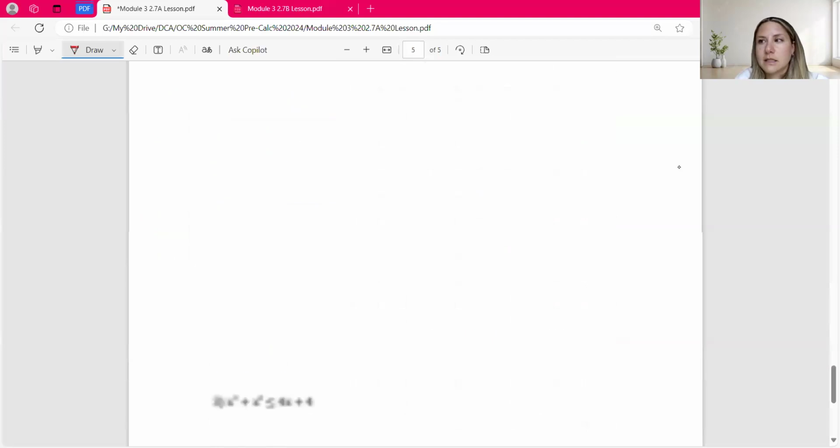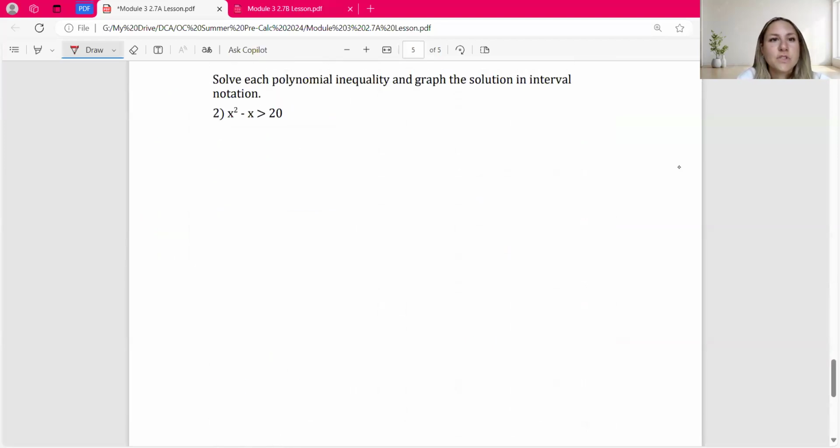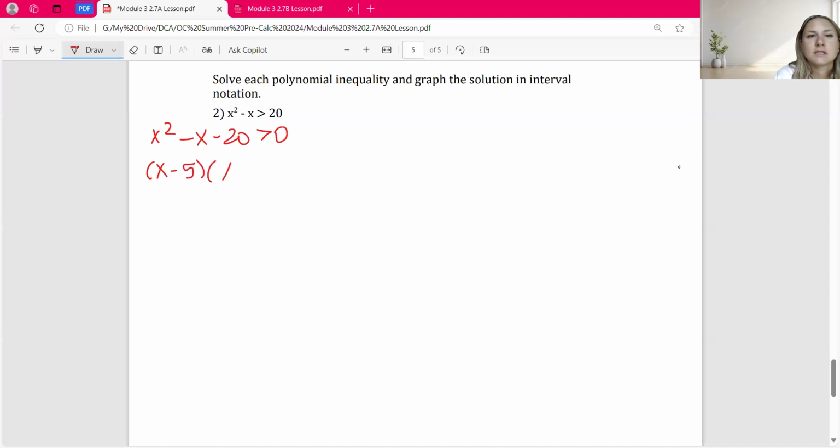Okay, let's check out our second example here. So we've got number 2, x squared minus x is greater than 20. And so first thing we want to do, solve for x, get everything on one side. So we'll have x squared minus x minus 20 is greater than 0. This is a quadratic. I'm going to factor it. So I'm going to have x minus 5 times x plus 4 greater than 0.